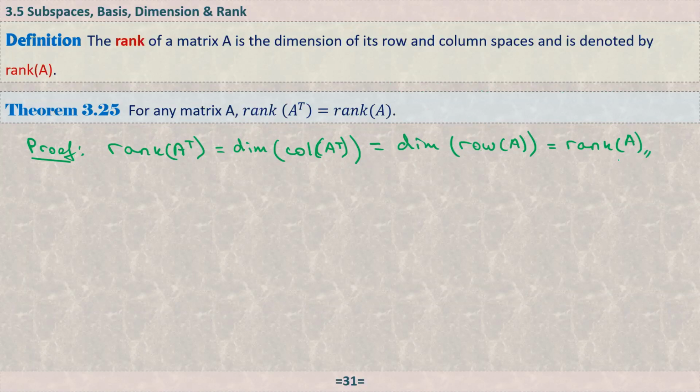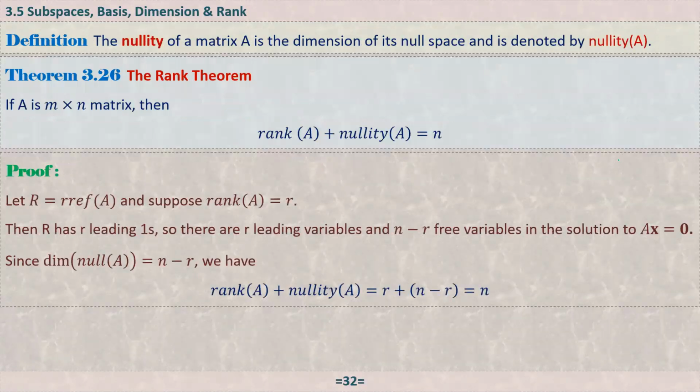That is how you prove this theorem. Okay, here we have another definition, and we talk about null space. Now also we can just give a special name to the dimension of that null space. So the nullity of a matrix A is the dimension of its null space and is denoted by nullity of A. Again, what is it? It is the number of vectors in the basis of that null space.